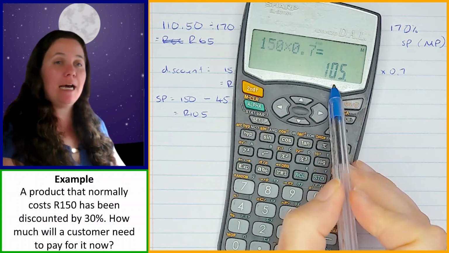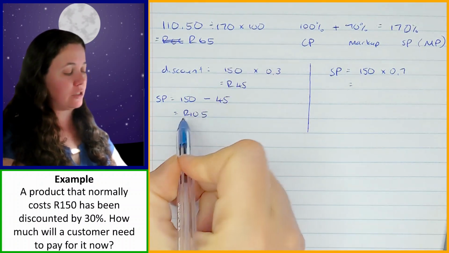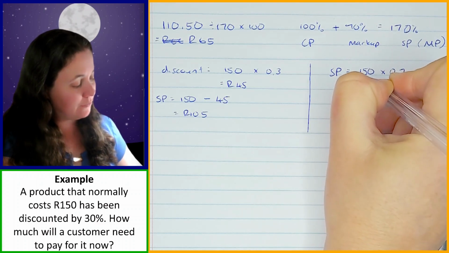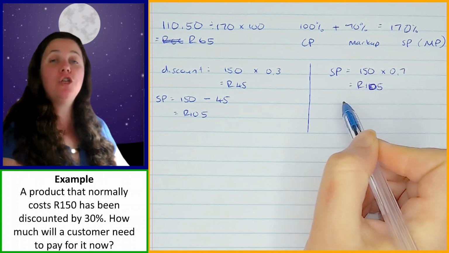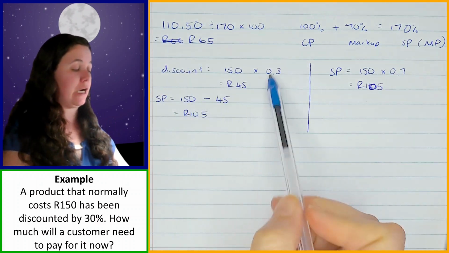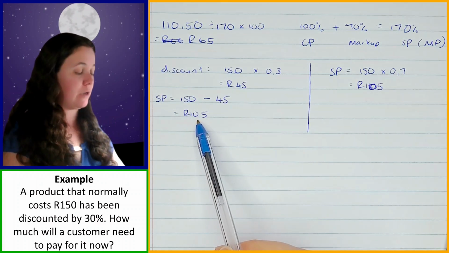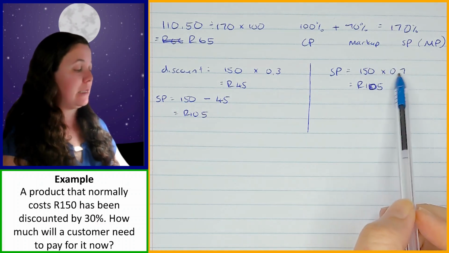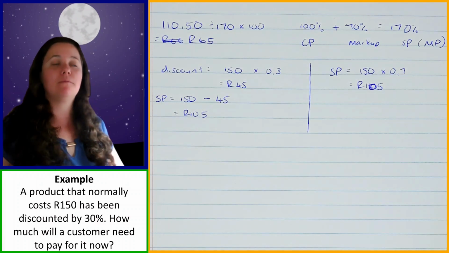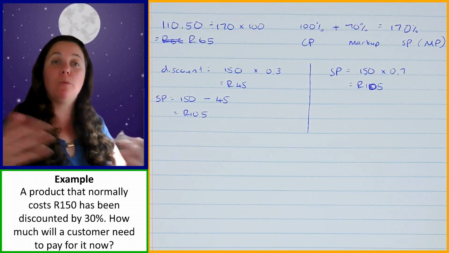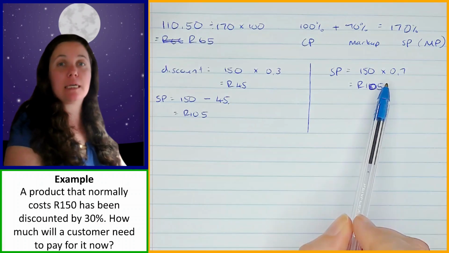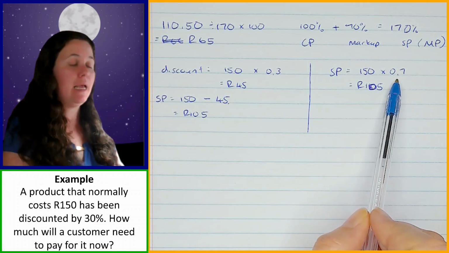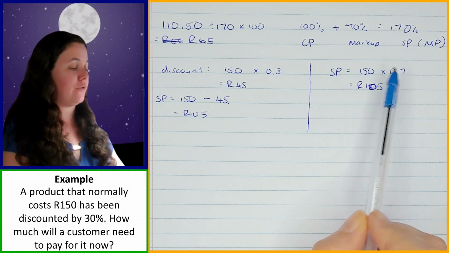And that gives me 105, which is the exact same answer that I got when I did it this way over here. So it's 105 Rand. Okay. So you can do it in two ways. You can either work out the discount and then subtract it from the cost price or the marked price, or you can work it out straight away by using the percentage that is the difference between the normal percentage and the discount, which is what they still have to pay. So it's 70% that they still have to pay because they're not paying 30% of the total amount.